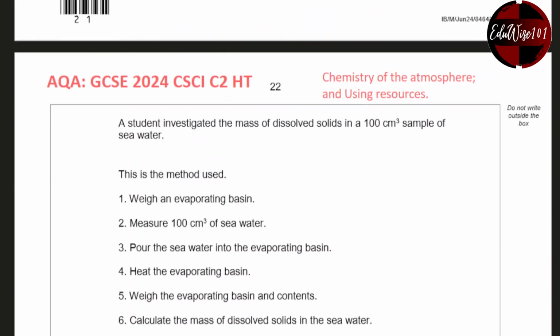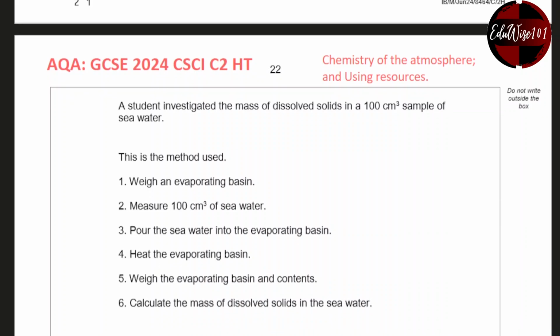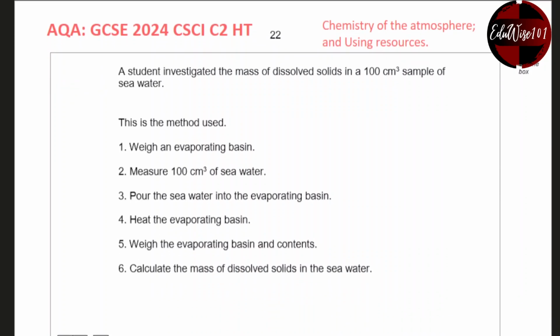A student investigated the mass of dissolved solids in a 100 cm³ sample of seawater. This is the method used. Weigh an evaporating basin. Measure 100 cm³ of seawater. Pour the seawater into the evaporating basin. Heat the evaporating basin, weigh the evaporating basin and contents, and calculate the mass of dissolved solids in the seawater.